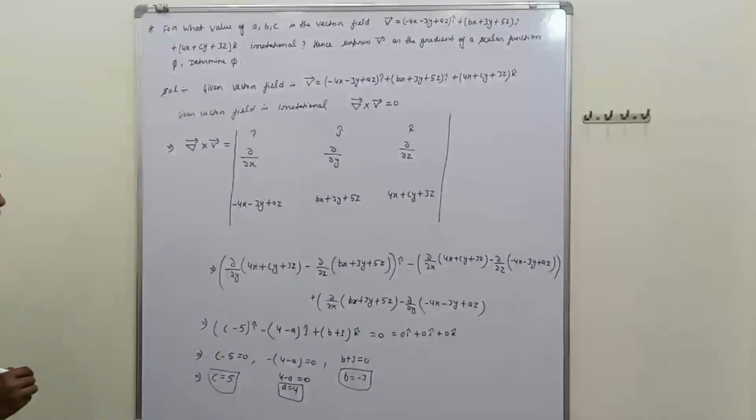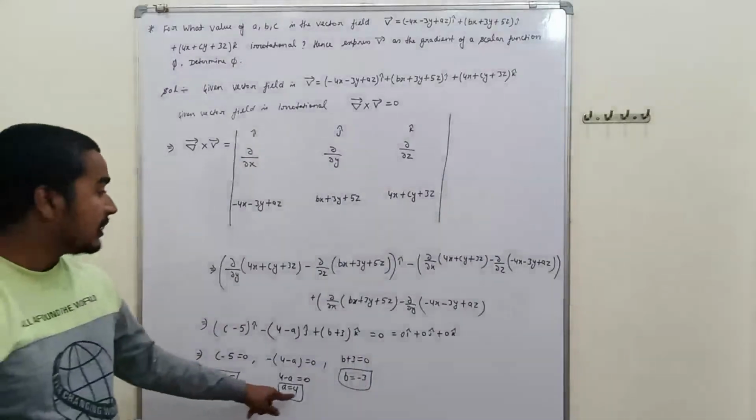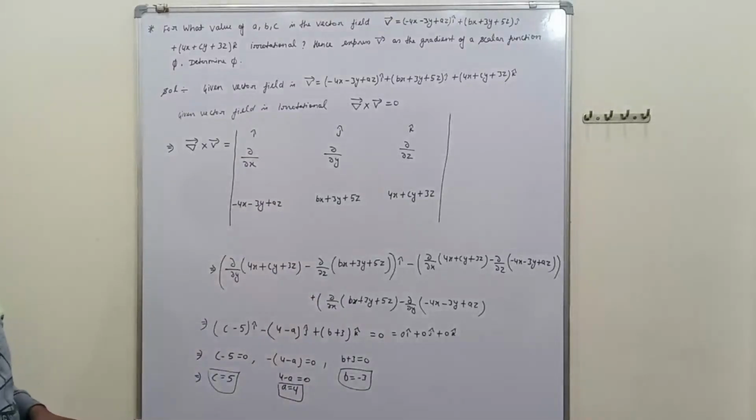Further we have to put the values of a, b, c in the given vector field, so we have to proceed further.